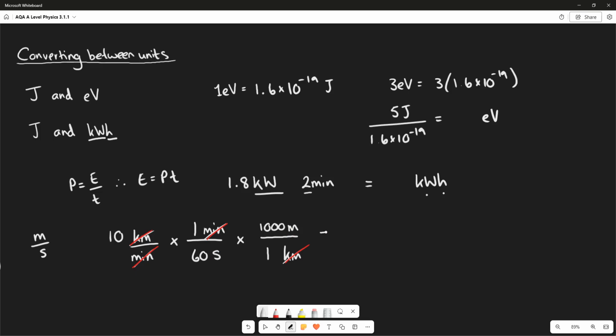Okay, so the sum I would need to do would be my 10 multiplied by 1 over 60 multiplied by 1,000 over 1, and the answer that I would get would be in the units meters per second. Okay, so you can use that technique and that way of thinking and that algebra to convert any unit into any other.